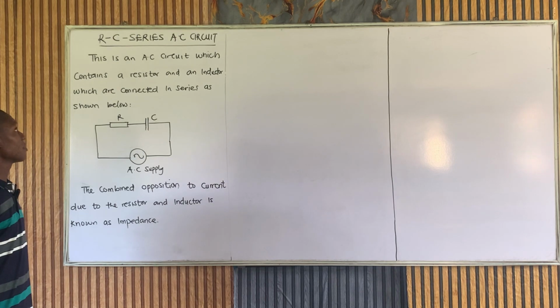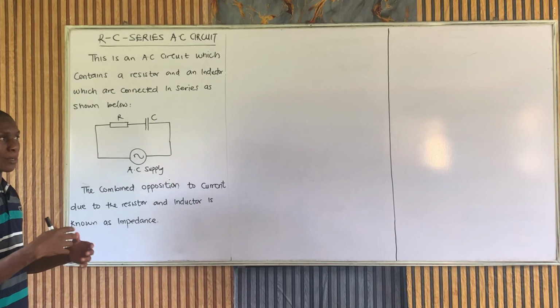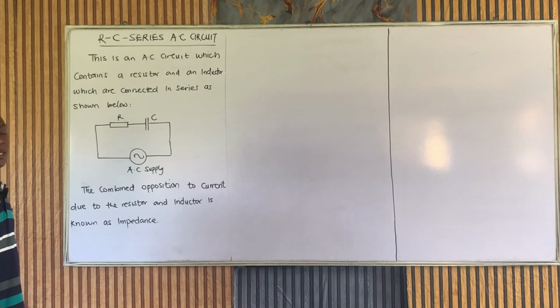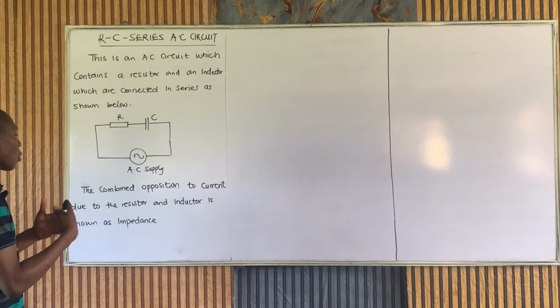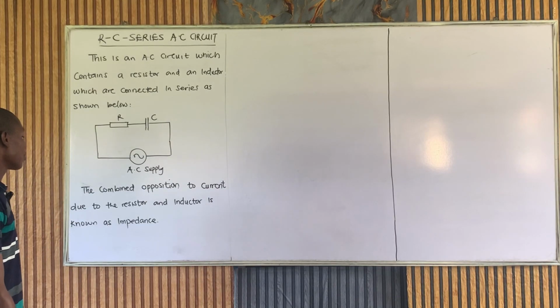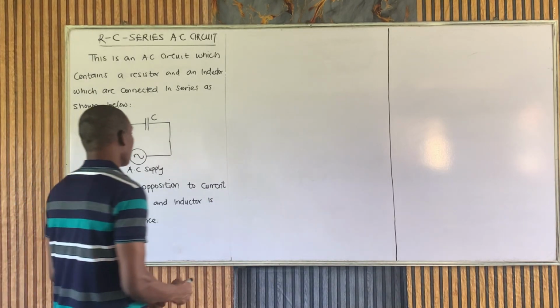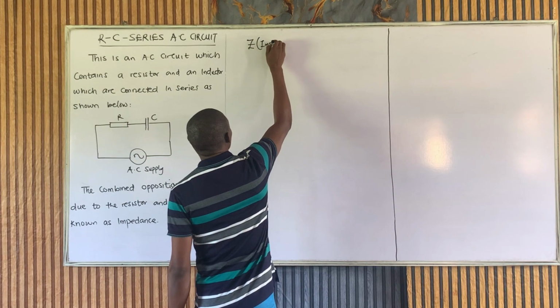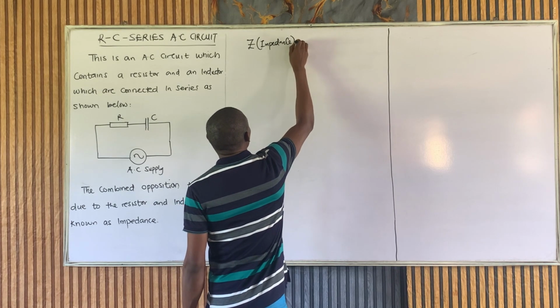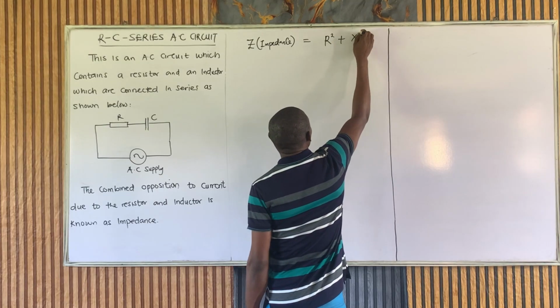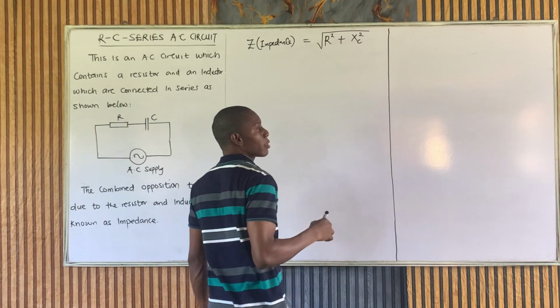RC series AC circuit. This is an AC circuit which contains a resistor and a capacitor connected in series, as we can see here. You see, the combined opposition to the flow of alternating current by the resistor and capacitor is known as impedance. The impedance is actually given by the square root of R squared plus XC squared.